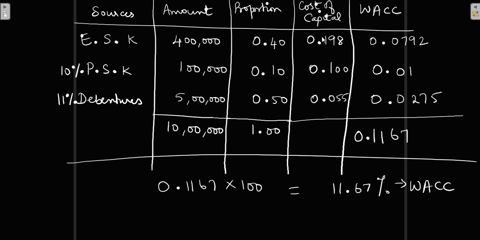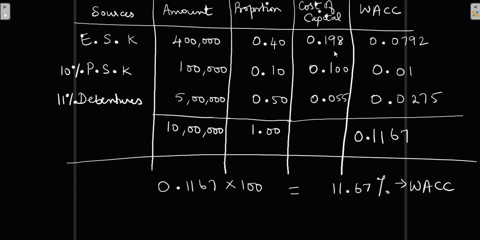When you add up all the proportions, you should be able to get 1. Cost of capital is the cost of capital that we found in the previous steps: cost of equity capital, cost of preference, cost of debentures. Since we found that in percentages, we converted those values into decimals and we have entered it here. To convert percentage to decimals, you simply have to divide it by 100.